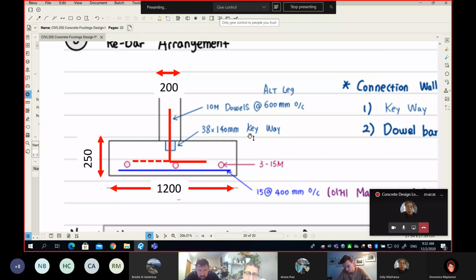In addition to the keyway, we also add dowels. The dowels are typically 10M at 600 millimeter on center, alternate legs. So one leg will go this way in a continuous line, and the other one will go this way and then bend the other way. This is called 10M dowels at 600 millimeter on center, alternating legs.